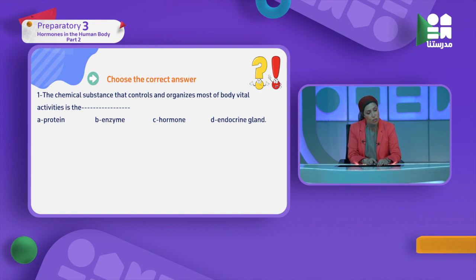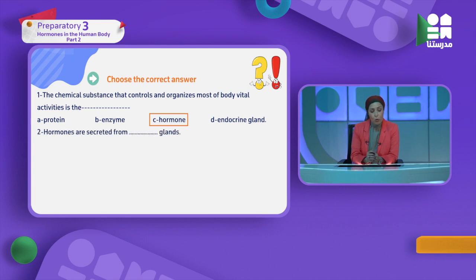Let's see the first question here. Number 1. The chemical substance, try to answer alone before I say the answer, by the way. The chemical substance that controls the organ or organizes most of the body's vital activities is the: protein, enzyme, hormone, or endocrine gland? Here I have to underline my keywords: the chemical substances, and they control and organize all the vital activities. Of course, the title of our lesson is the answer: hormone. I know that all of you answered it before me.